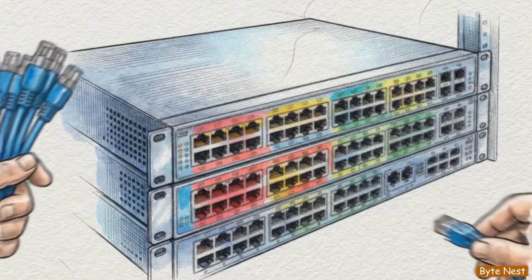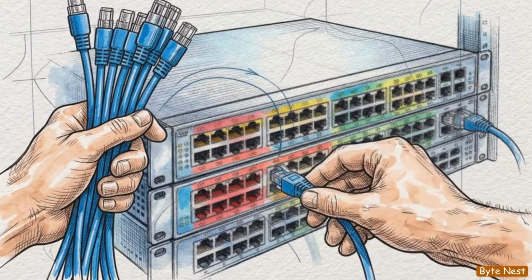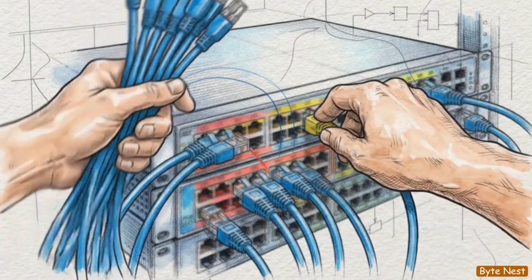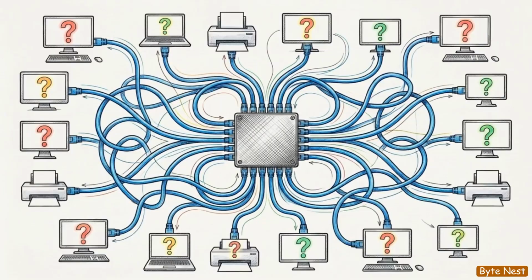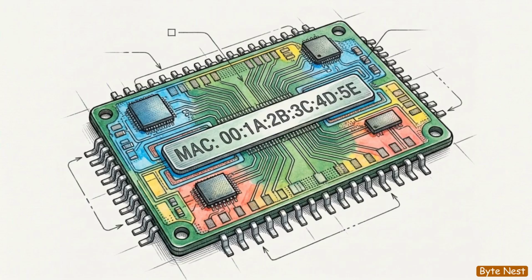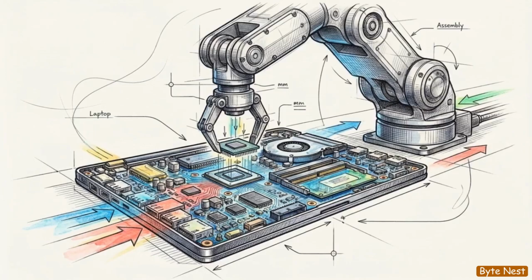But how exactly does the switch pull this off? If you plug 20 identical cables into the back of a box, how does it know which device is at the end of which cable? It relies on something called a MAC address. Think of a MAC address as a permanent, unique digital name tag that is physically built into every computer, phone, and printer right at the factory.